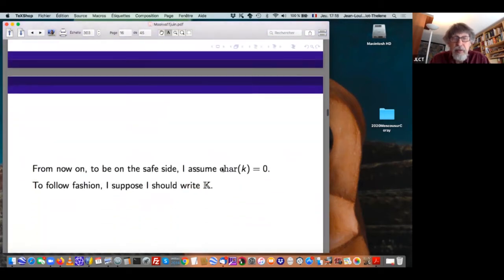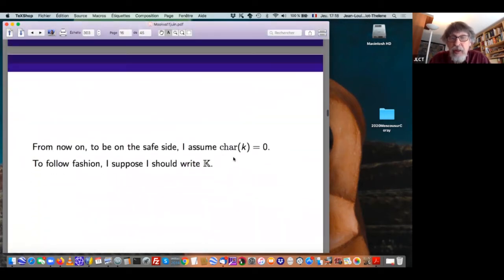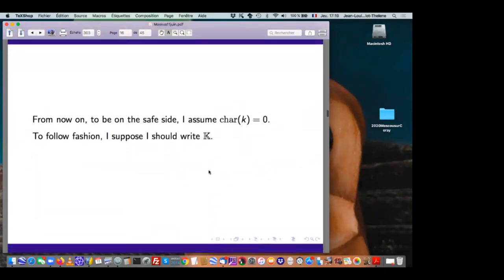Right. So from now on, to be on the safe side, I'm going to assume characteristic of k equals 0. And if I followed fashion, the new fashion is to write capital K like this to say without saying that the characteristic is 0. But I won't use that.